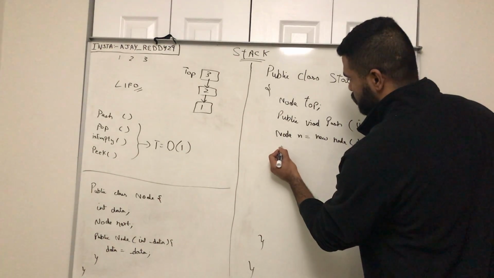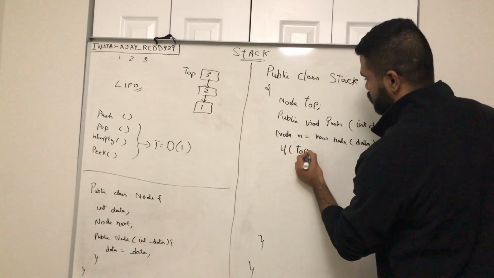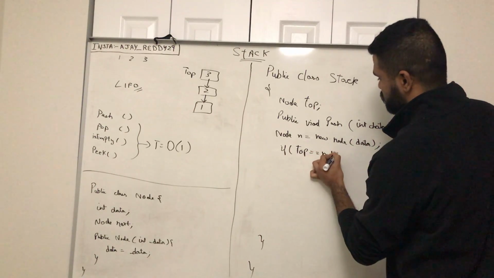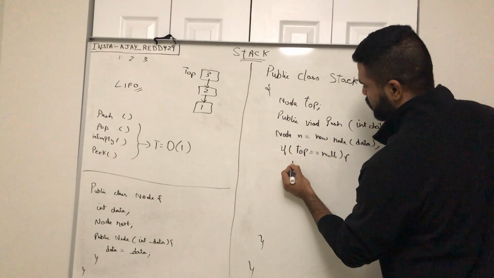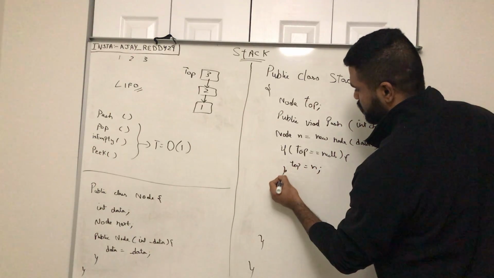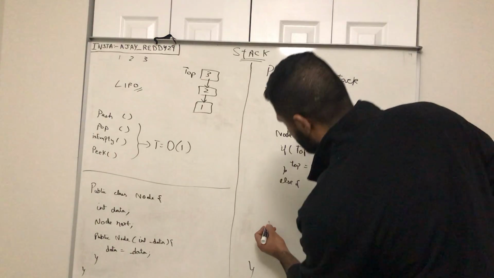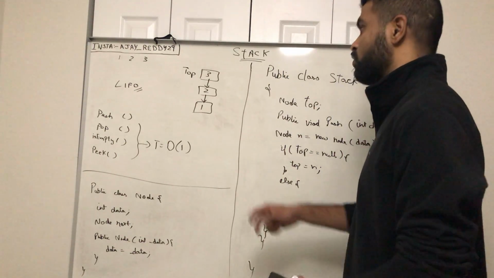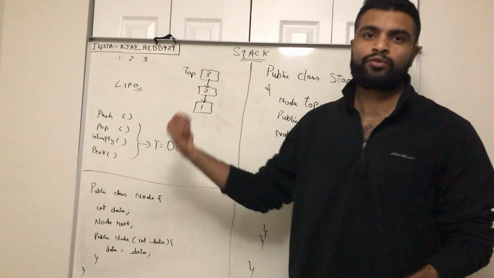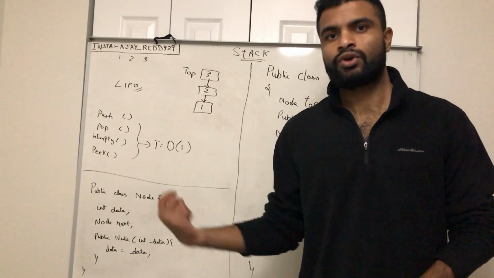So if top equal to null, then I'll just make top equal to new node. Else, if I'm already having a few items in the stack like this, and I want to add a new item, let's see how I can do it.